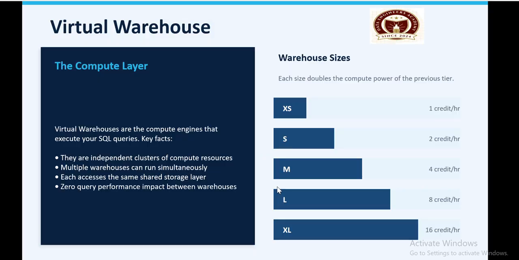Now the warehouse. A warehouse is a compute layer. It provides CPU to run SQL queries, load data, and transform data. Storage is separate. The warehouse only computes.